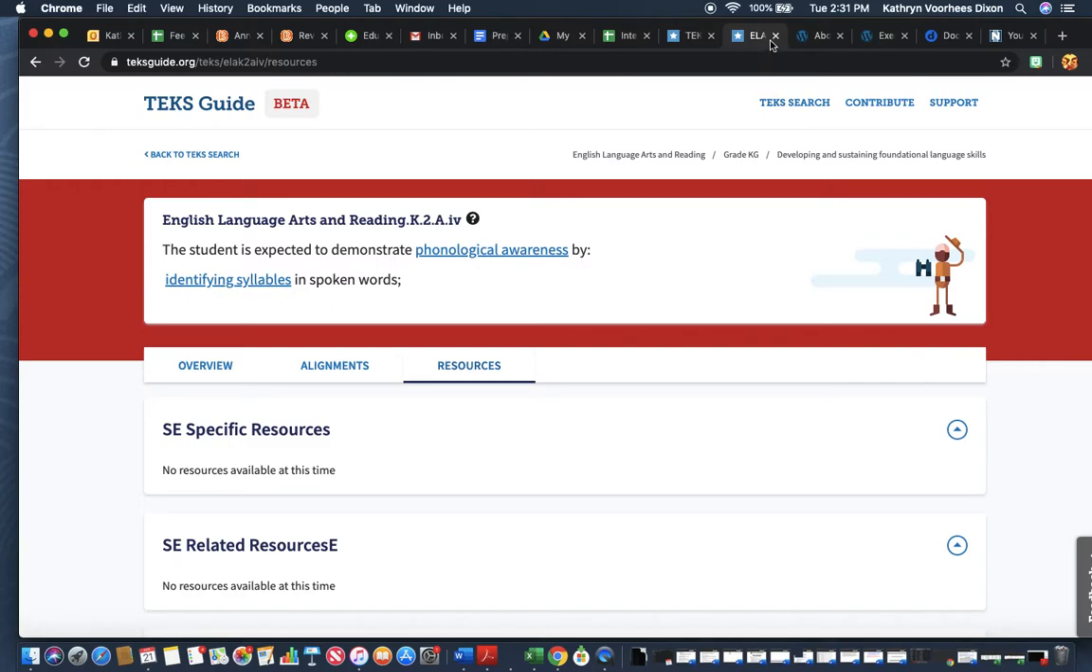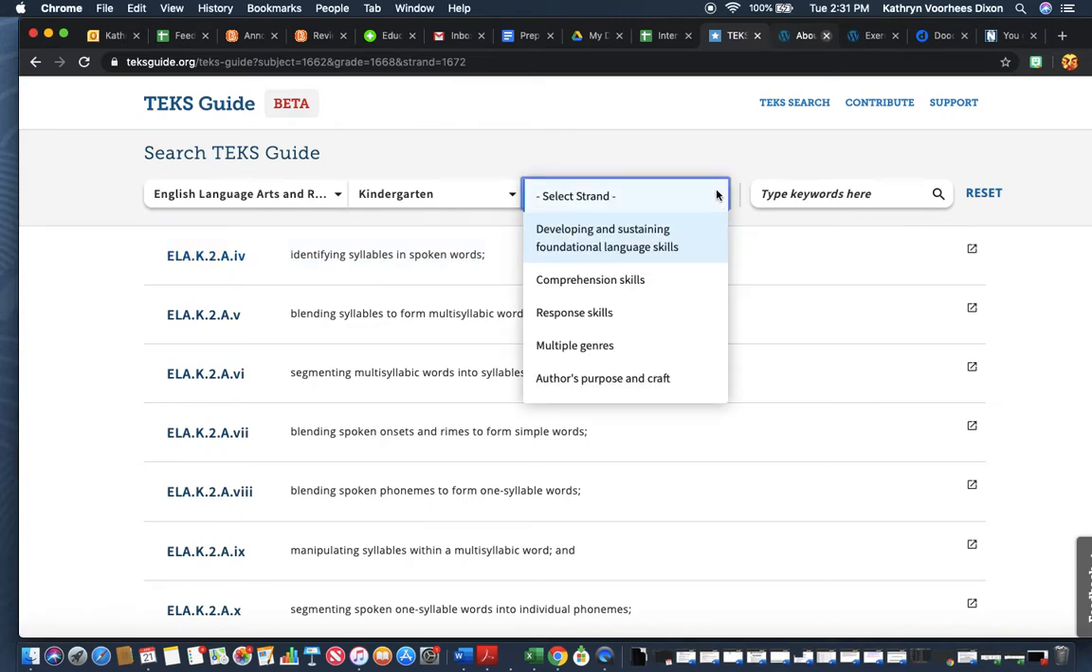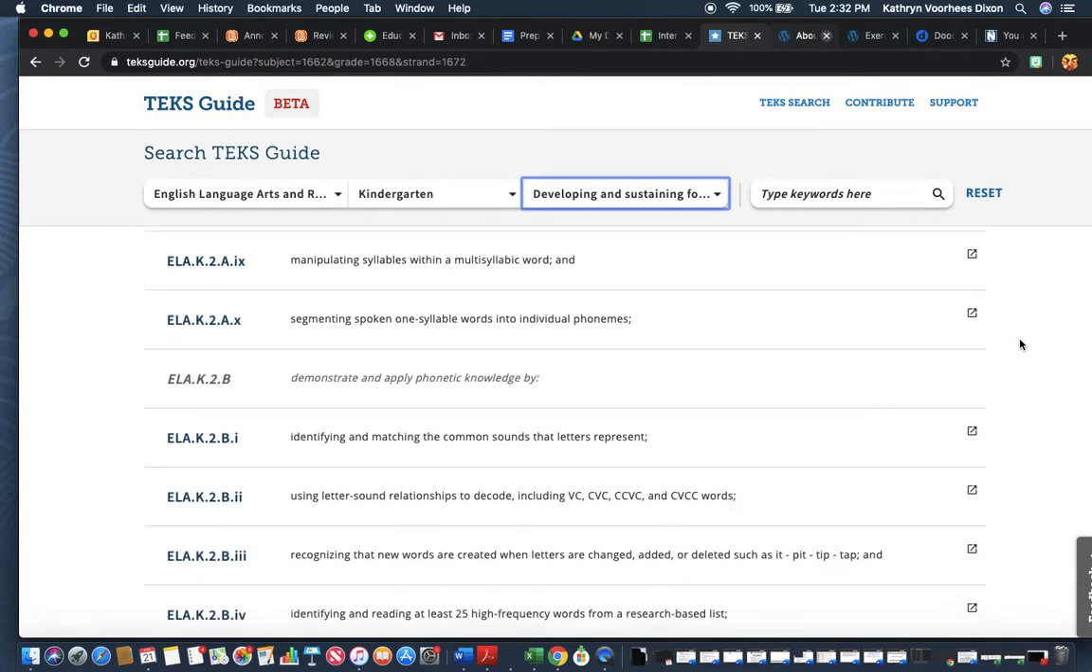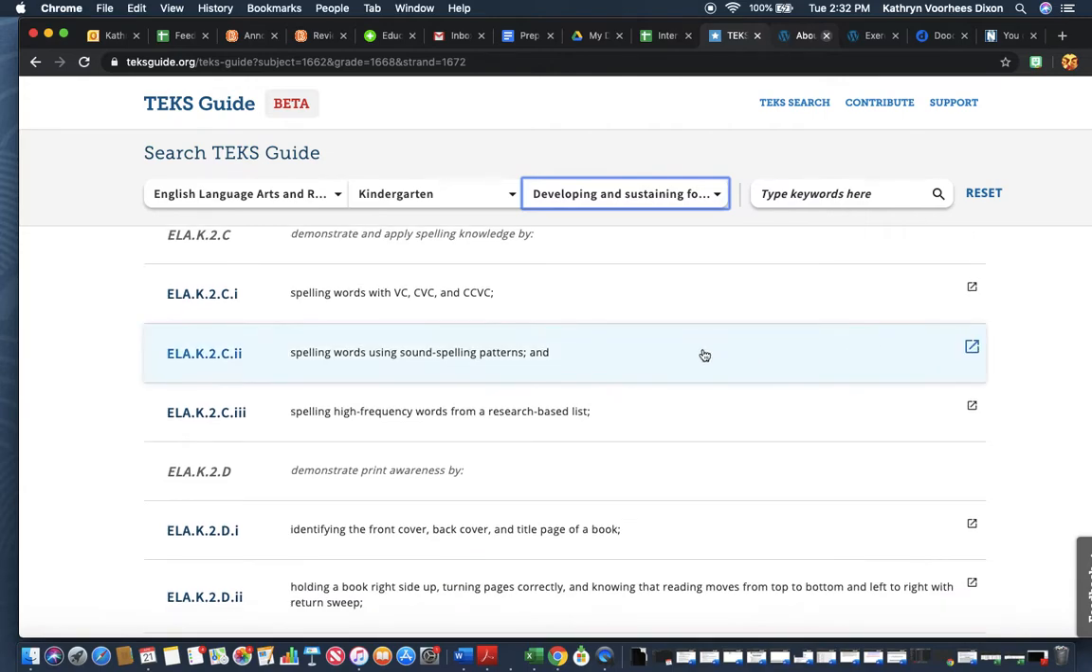Okay, so I'd like for us to go back to the original page again, and we're back here still in the developing and sustaining foundational language skills. This time I want to look at a different one. So let's go down to spelling words with VC, CVC, and CCVC.